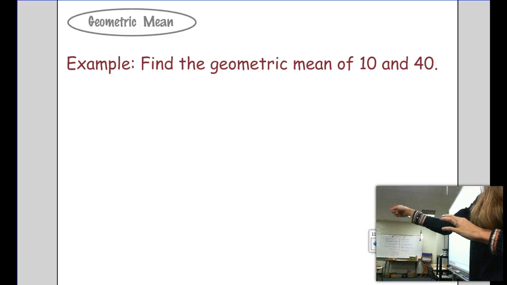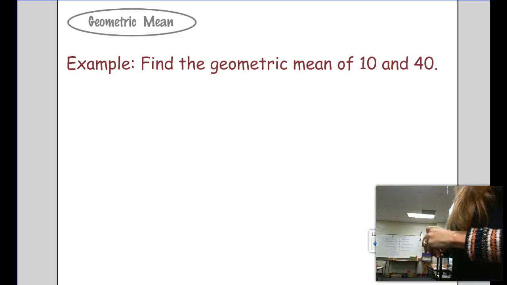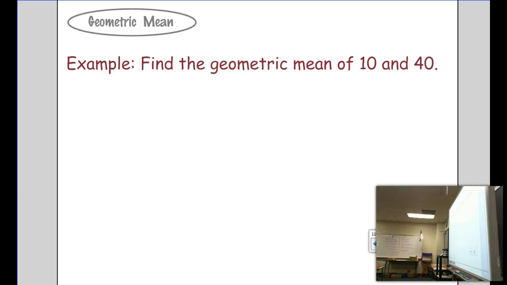All right, number 2. It's right next to it. You see it? Find the geometric mean of 10 and 40. Go. This is the easy part of the lesson. Okay, done.